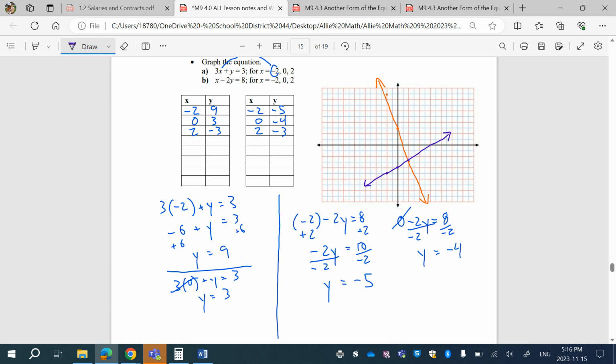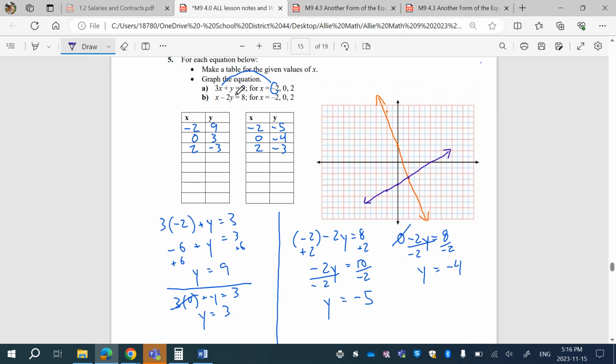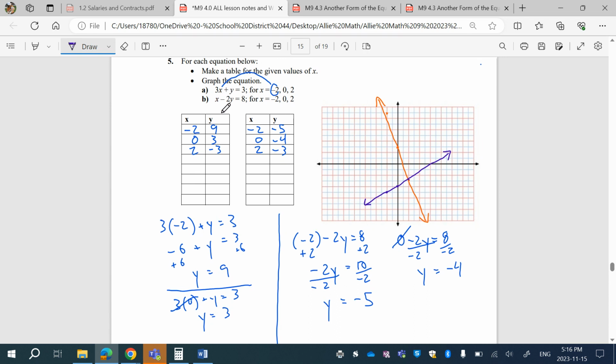Okay, so again, we are using what we know to find out what we don't know. So we knew these values, we input them into the letter, and we solve for the unknown. Again, we just input what we know, the values of x, into where the x is, and we solve for y. We solve for what we don't know.